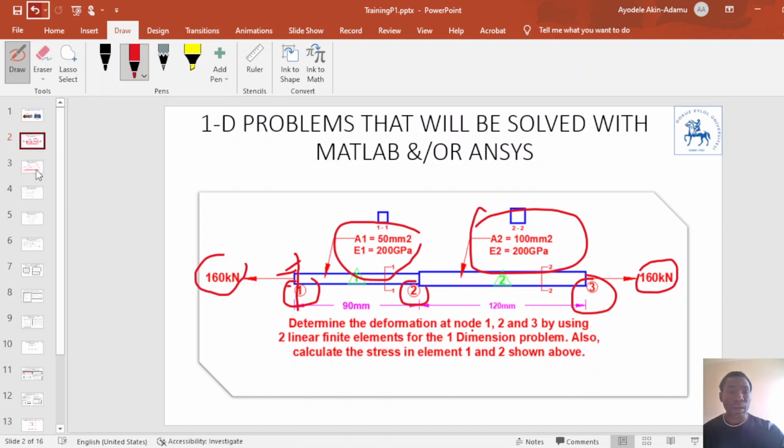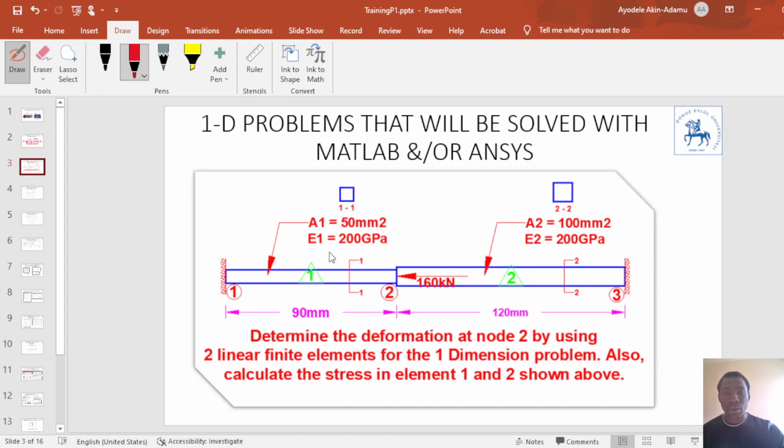Moving on to the next slide, we see the next problem that will be solved using MATLAB and Ansys. This problem is actually an extension of the previous problem which I just showed you. However, in this problem, we have two boundary conditions, a support condition at node 1 and node 3. It is required to determine the deformation at node 2 and also to calculate the normal stress in element 1 and element 2.